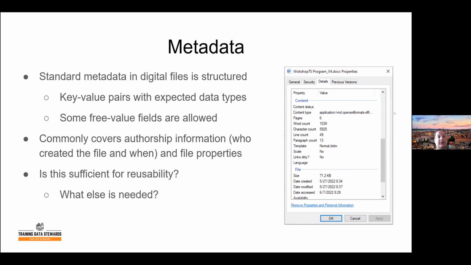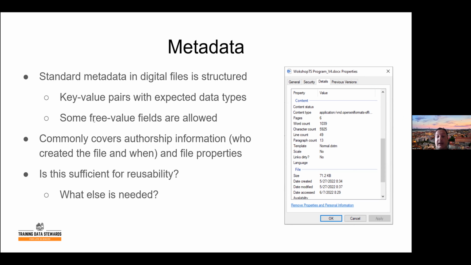Now on to metadata briefly. Okay, if you think about metadata in digital files, you can open any file in your computer and click on properties and then go to details to see the metadata that's embedded in your digital file. So this is by default structured. Okay, for each type of file there is a given list of metadata fields that is acceptable. And they are always key value pairs with expected data types.